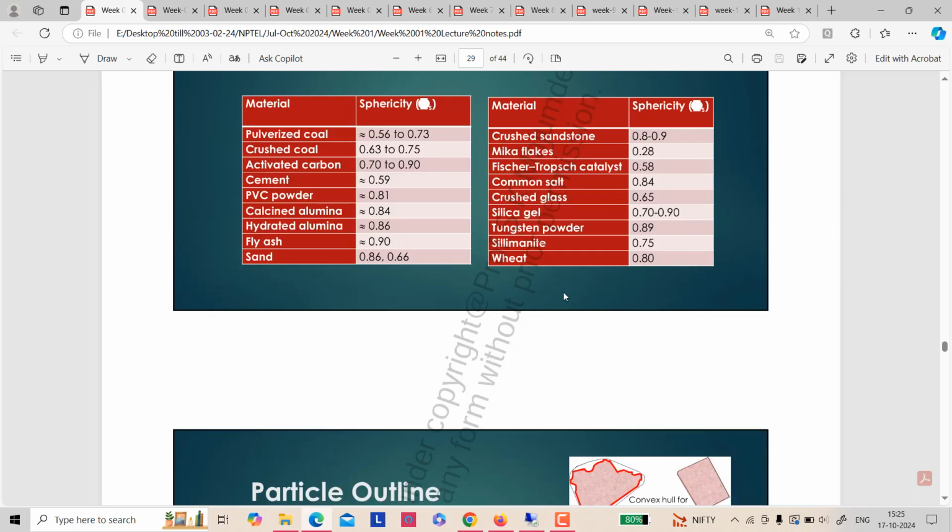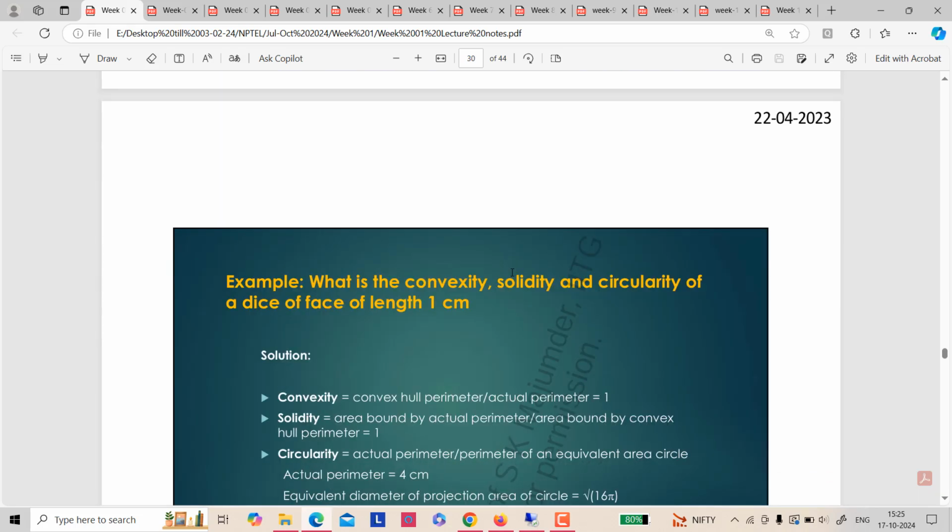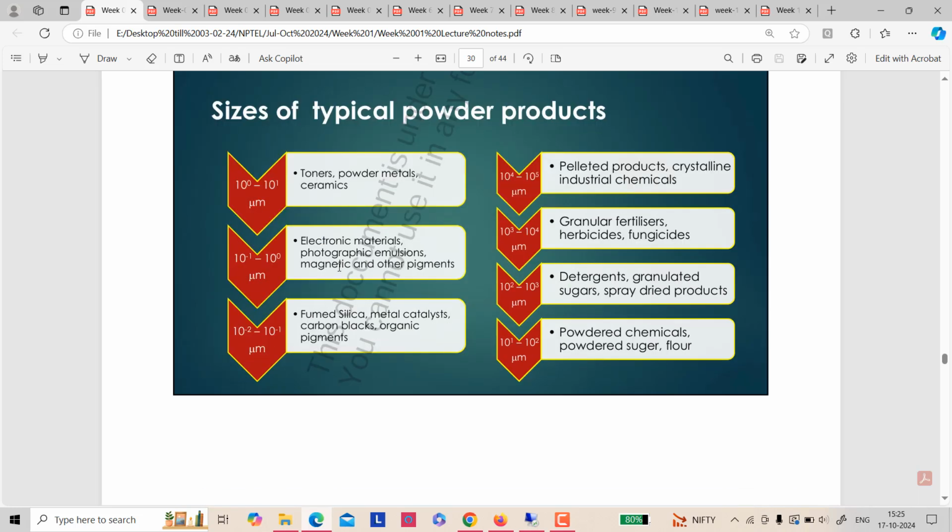These are the typical values. Then they talk about the particle outline, and the size of typical powder products. Powder metals have a size of 1 to 10 micrometer. Electronic materials are 10 to the minus 1 to 1 micrometer. Fume silica is in the range of 10 to the minus 2 to 10 to the minus 1.